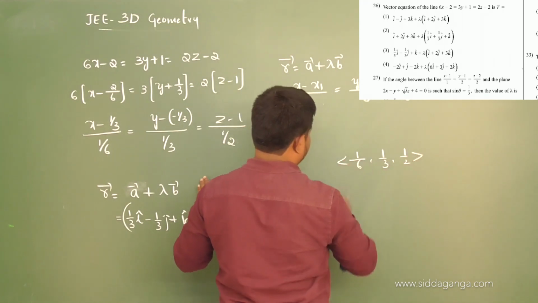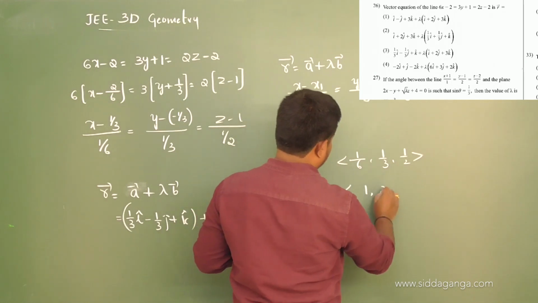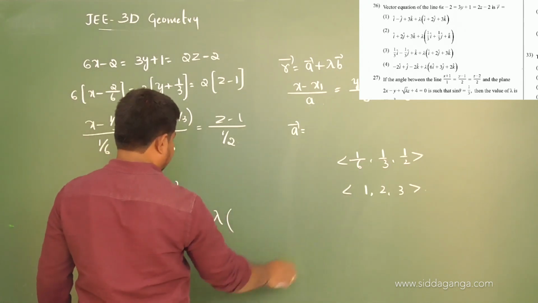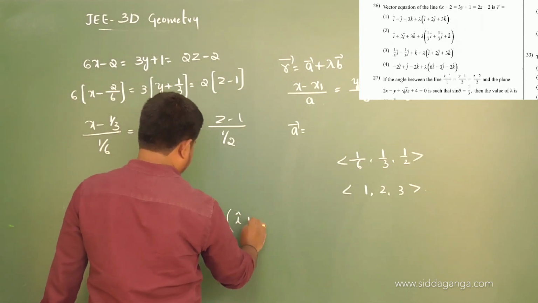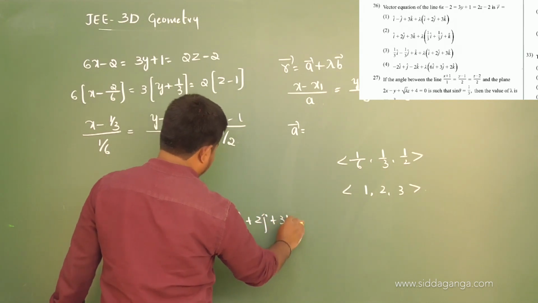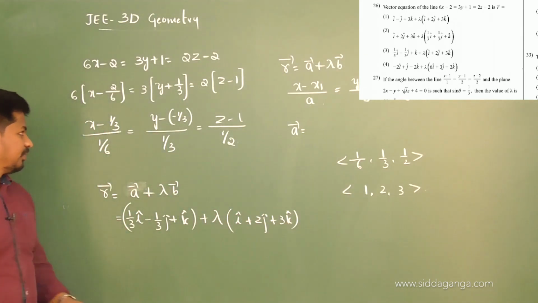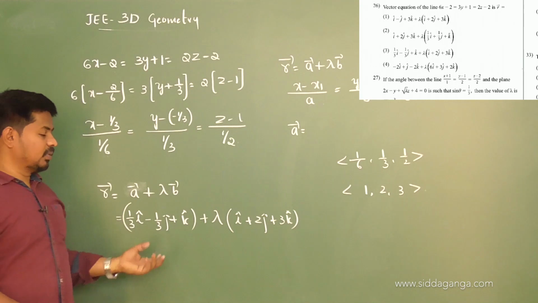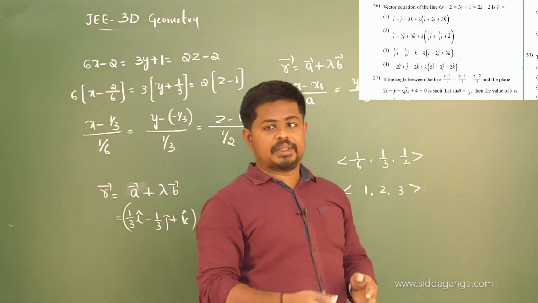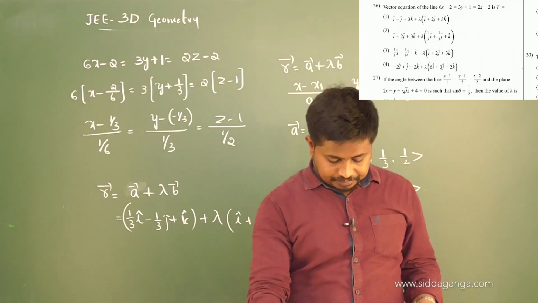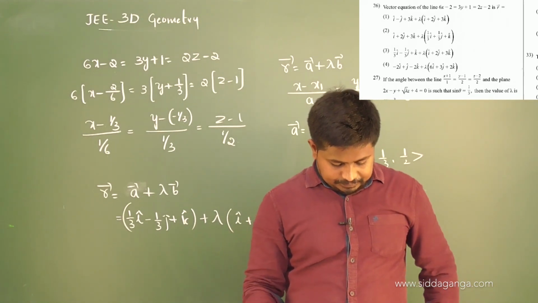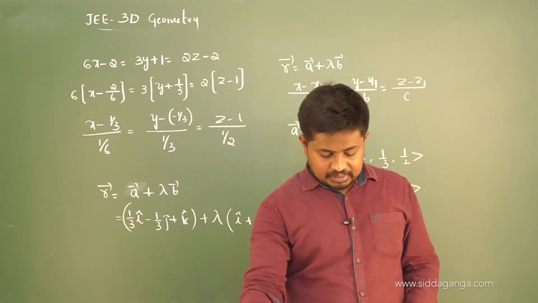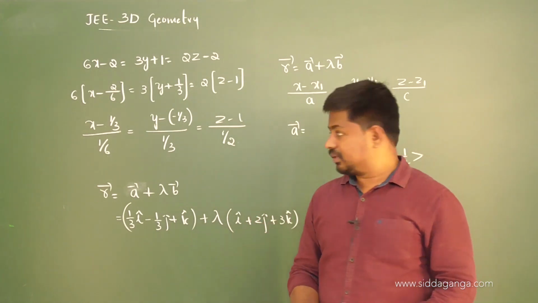So very simple, we have the ratios 1 by 6, 1 by 3 and 1 by 2. Let us multiply these by 6, then you get the ratios 1, 2 and 3. So now I can write i cap plus 2j cap plus 3k cap. This is your required vector form of this equation of line. This is the Cartesian form and this is the vector form. So option 3 is the correct one. Using the Cartesian form that is given, we have found the vector equation. That's option 3.